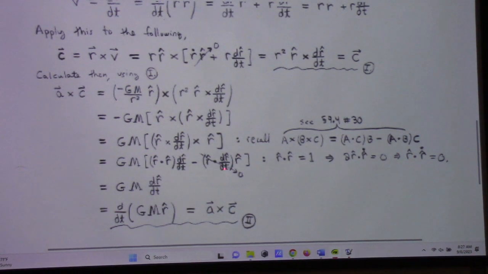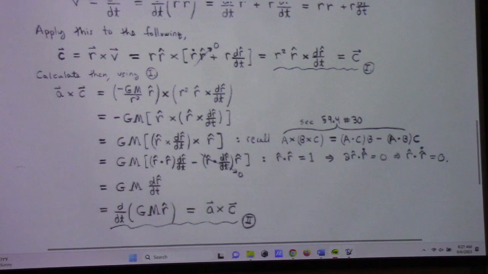Anyway, that term is 0 because these are perpendicular, and lo and behold, we just get GM dr hat/dt, which this is constants, so we get d/dt of that is equal to that. That's equation 2.